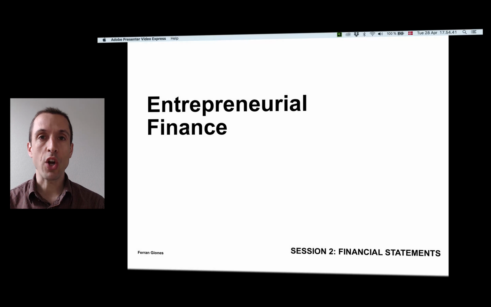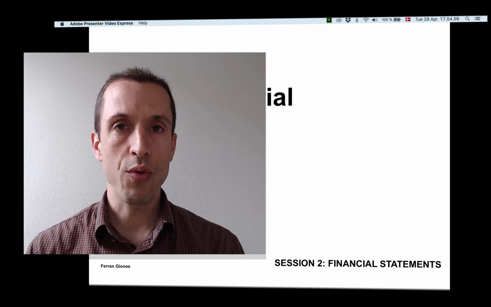In this session, we cover financial statements. So, from the most complete financial statements, that will be the income statement and the balance sheet, to a very specific one that is the cash flow statement. We will try to see how they are produced, how they are structured, and also what we should be looking at when we look at financial statements.